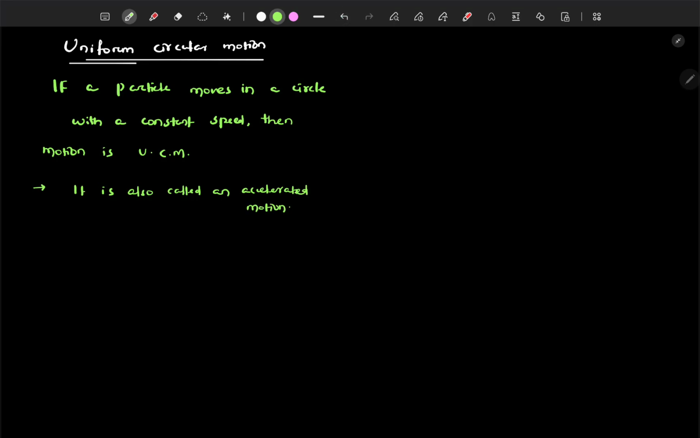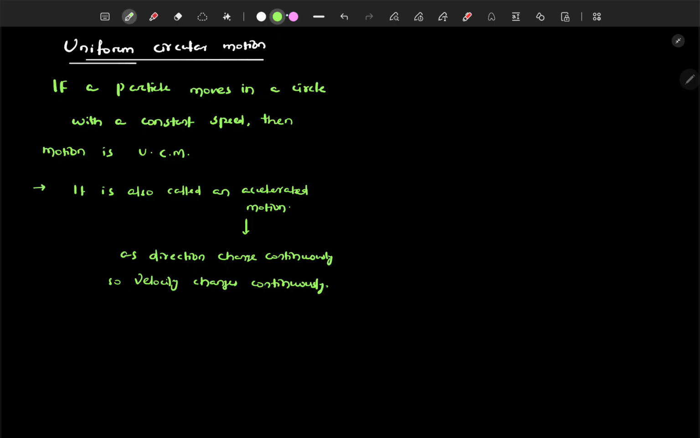Why? As the direction of motion changes continuously, we can treat it as accelerated motion. The reason is, as the direction changes continuously, the velocity also changes continuously. Because of this change in velocity, an acceleration will develop. So this is called accelerated motion.